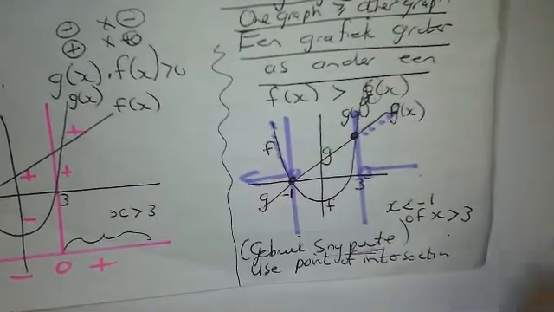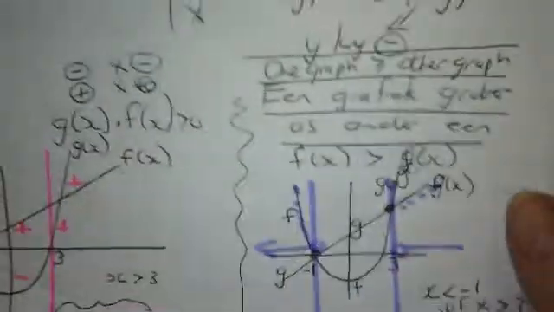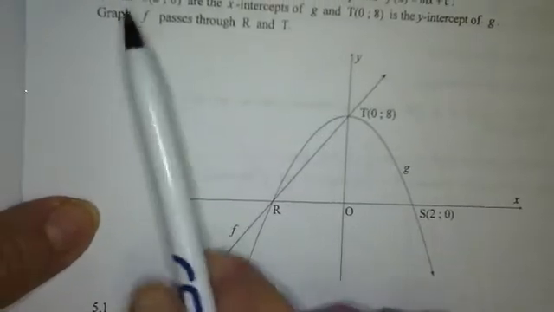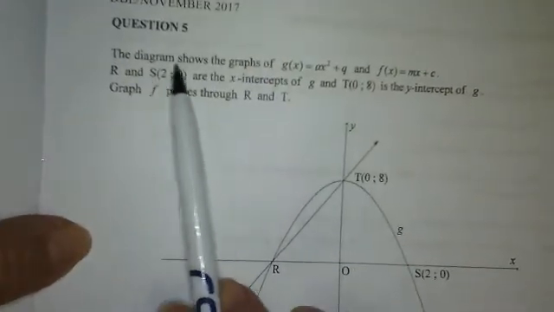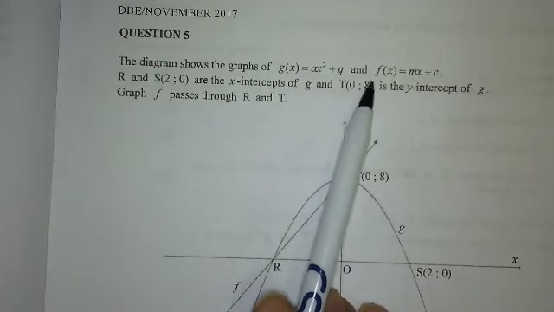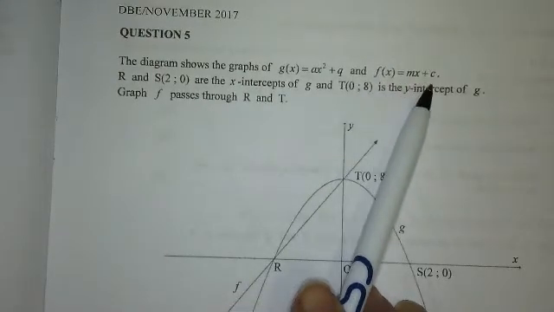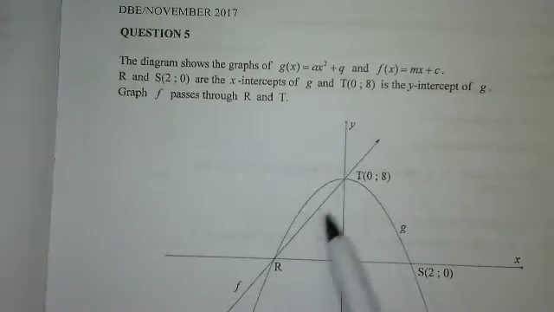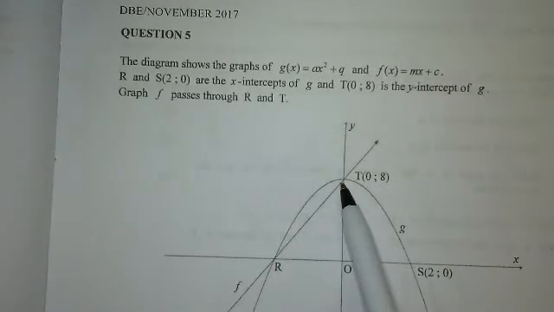So this is just for your exam questions. Now let's have a look at one exam question. This is November 2016. It is given to you that g of x is equal to ax squared plus q, and f of x is equal to mx plus c. S is your x-intercept, r is also an x-intercept, and t is the y-intercept.